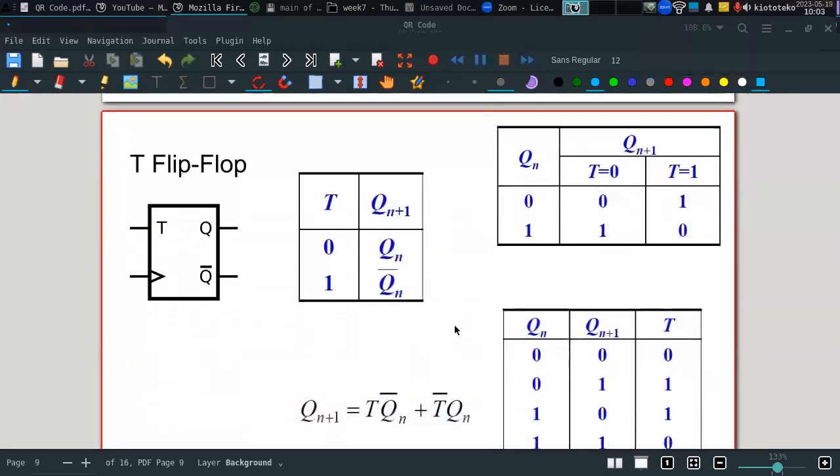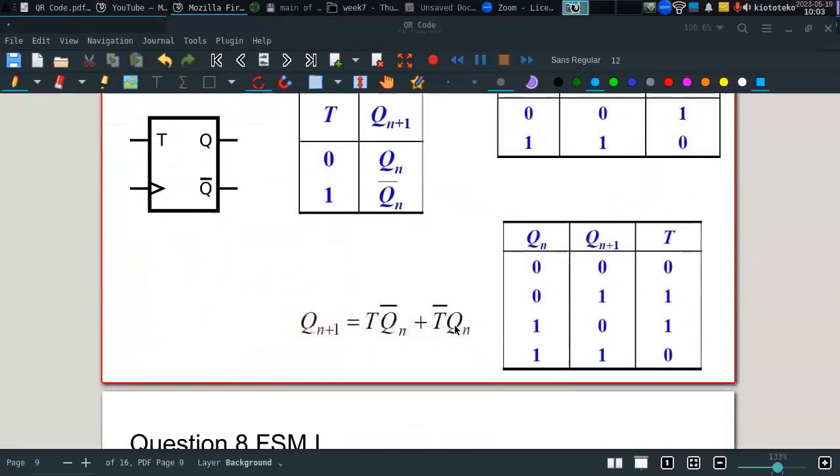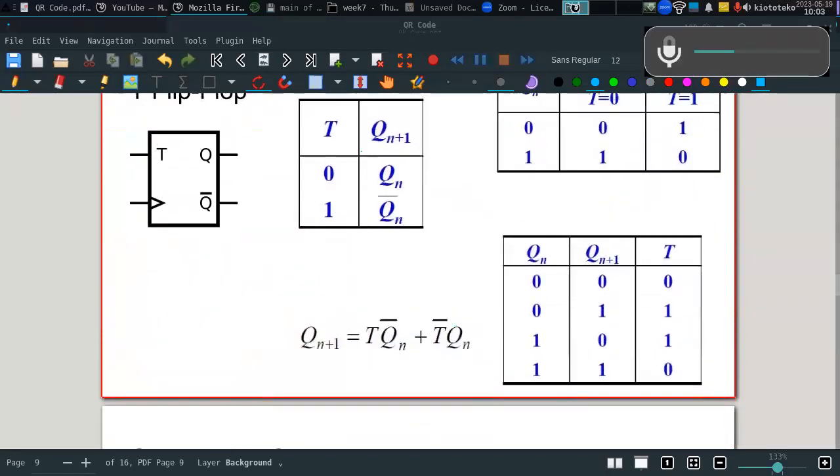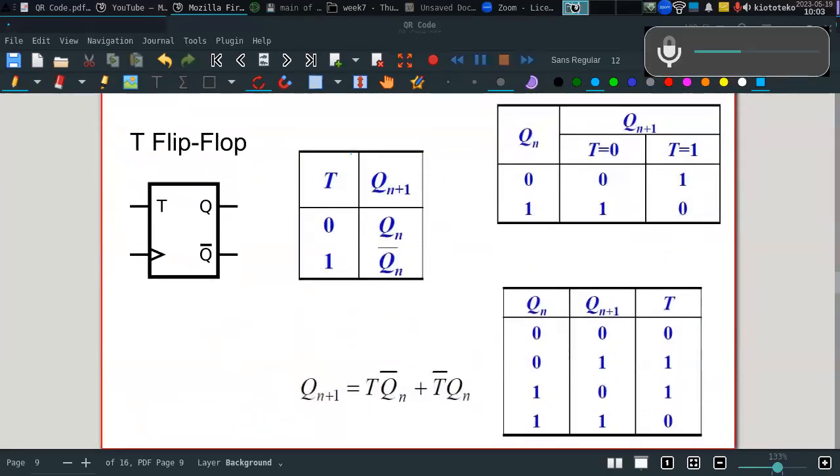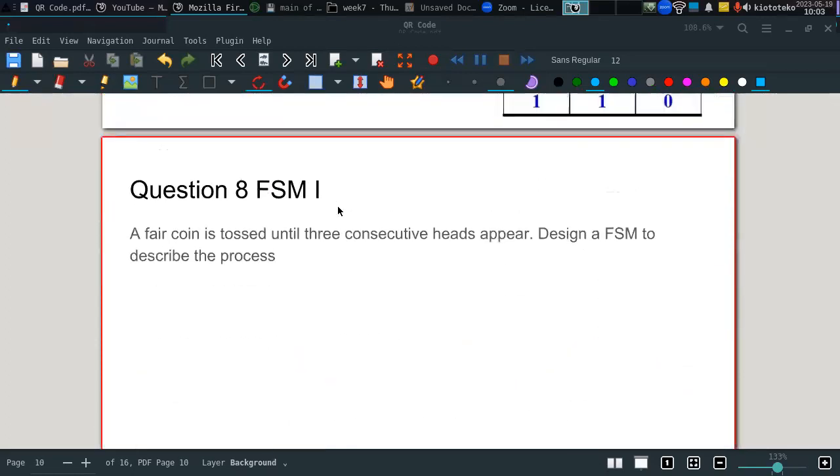And we have the T flip-flop, that when you have 0, it just maintains the current state. If you have 1, it toggles the current state, no? So those are all the types of flip-flop. I don't know if there's any other question with this. All right, well, let's go with the problems.